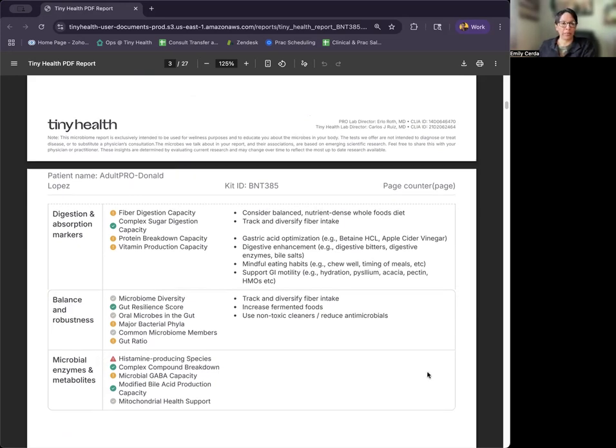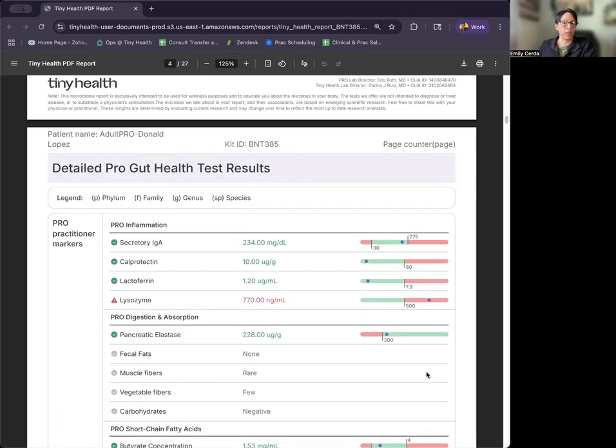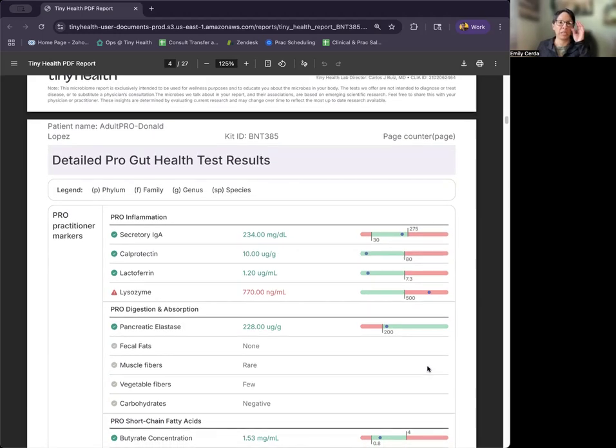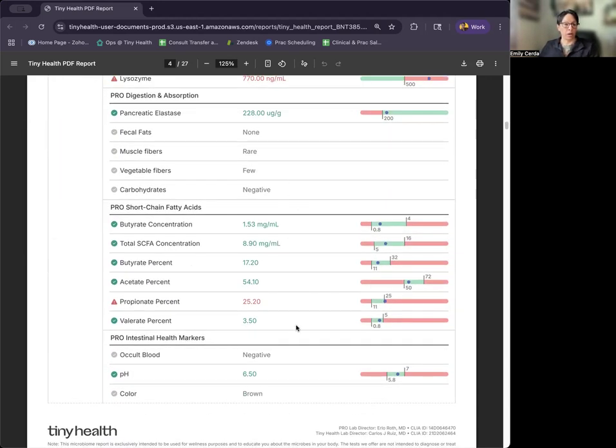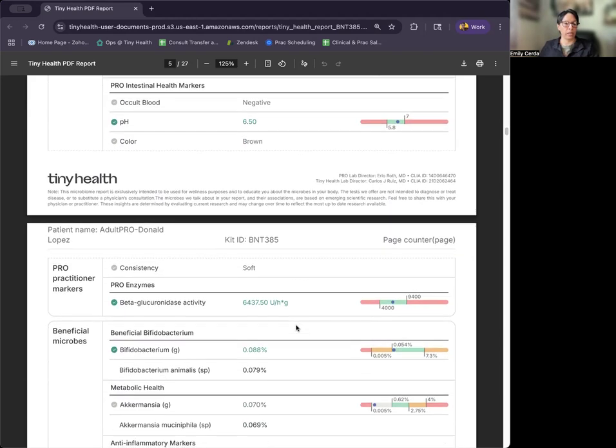So as we dive into this, further down, you'll be able to get into the specific detailed metrics. So for this test, because it is a pro test, you will have the pro markers listed first. Again, this is stool chemistry, and you will have your reference ranges over on the right-hand side so that you can see that we want, for example, lysozyme to be below the 500 mark. Down below, so these are all of our pro metrics here.